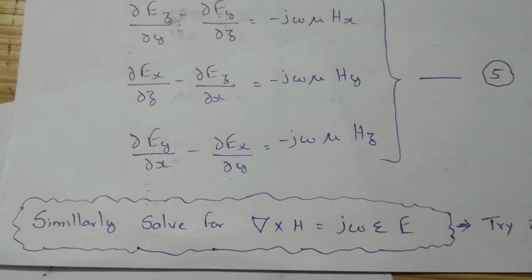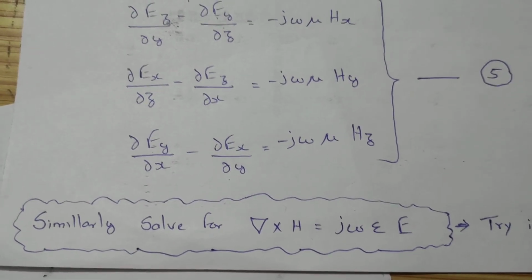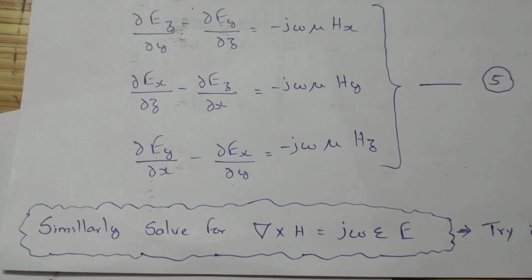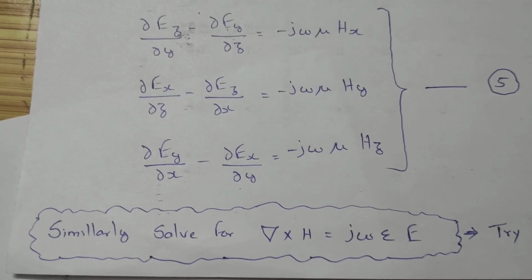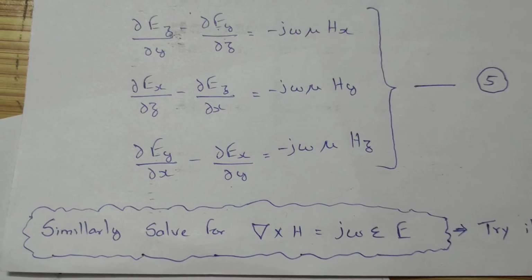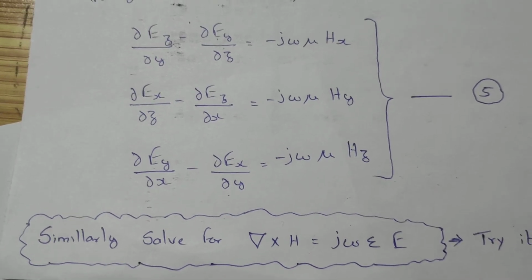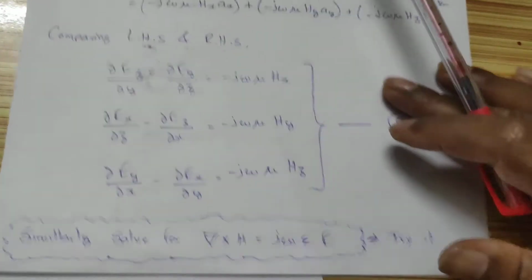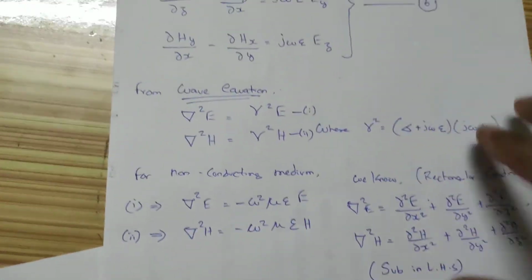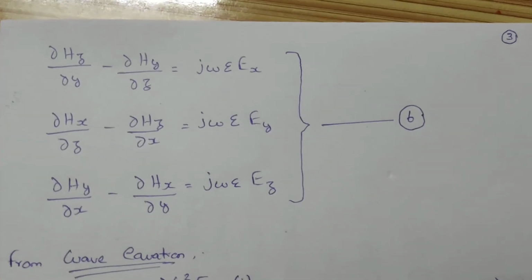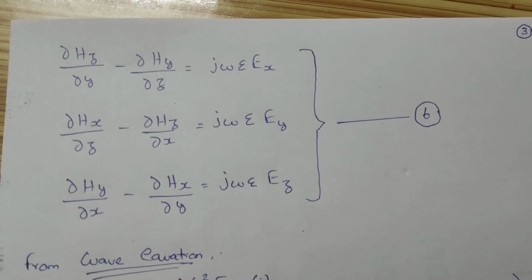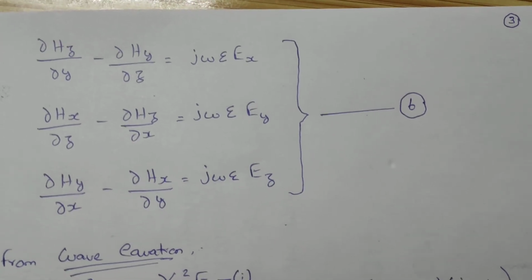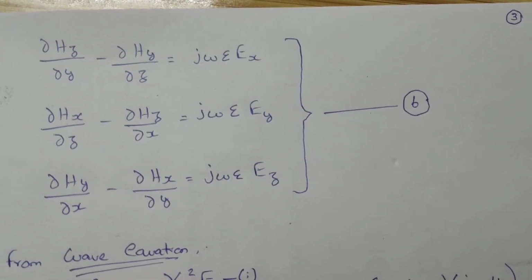Now repeat the same steps for the second Maxwell's equation, that is del cross H is equal to j omega epsilon E. So you try to solve it and you try to achieve the same result. After solving it, you will be getting another three sets of equations in this form, say as equation 6. So this equation is extracted from the second Maxwell's equation.